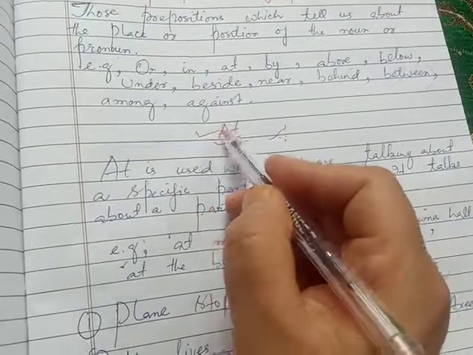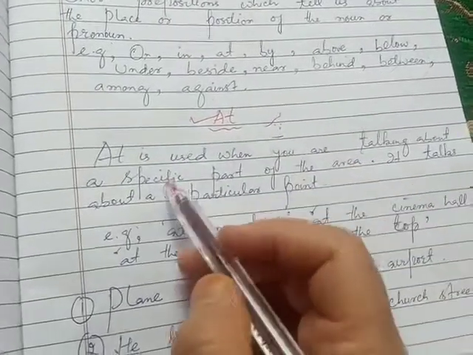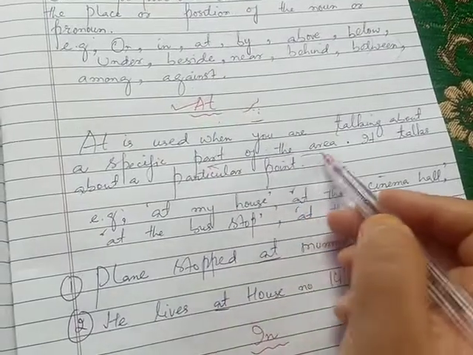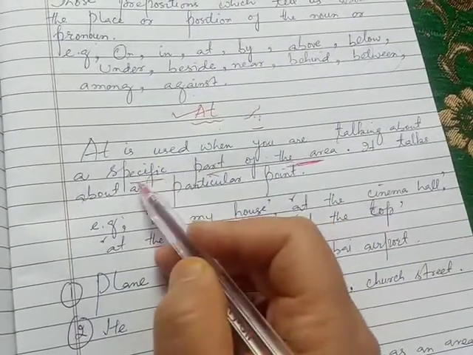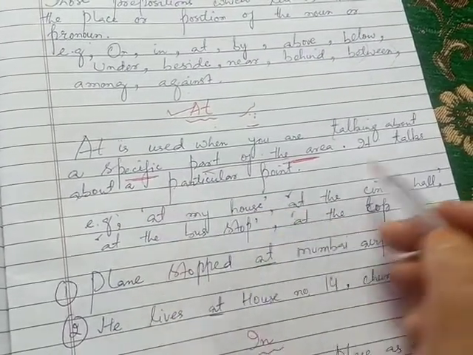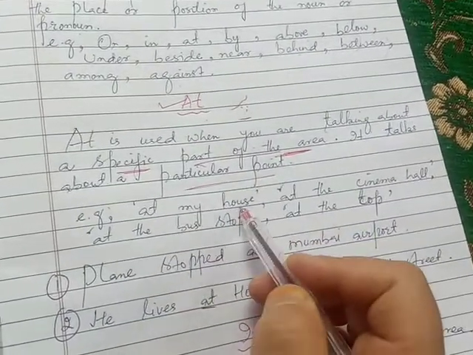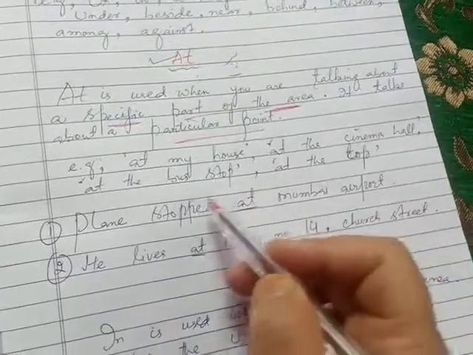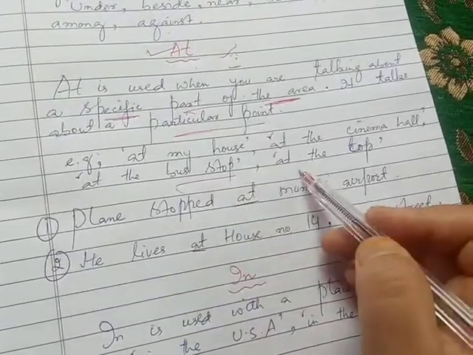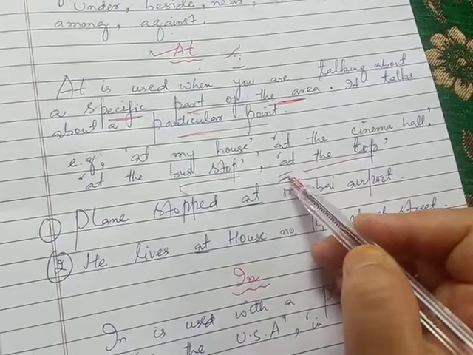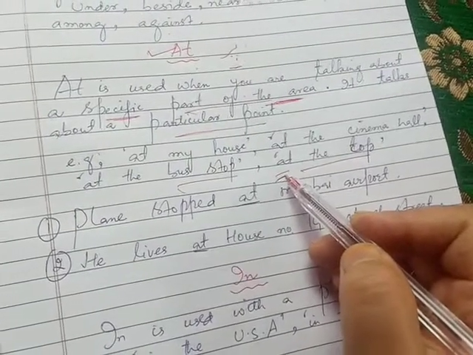First of all, at. At is used when you are talking about a specific part of an area. It talks about a particular point. For example, at my house, at the cinema hall, at the bus stop, at the top. Therefore, at indicates a particular point or a specific part of an area.